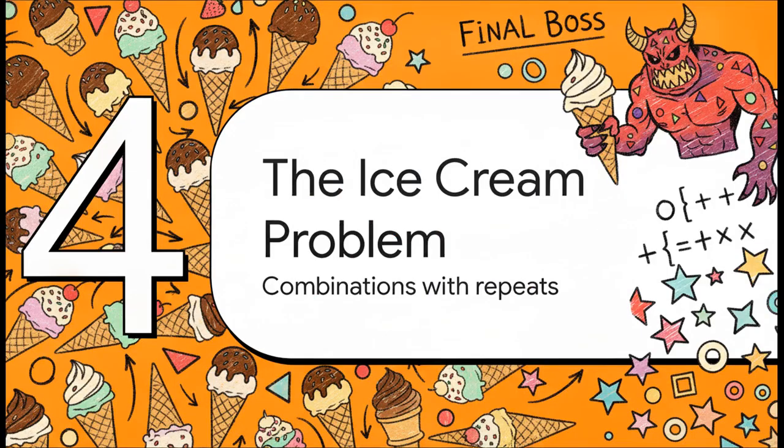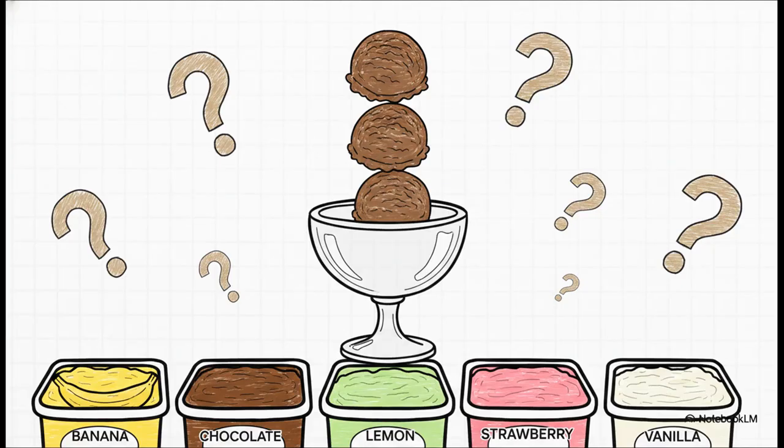Next up, section 4, the ice cream problem. Okay, to ground what is actually a really tricky abstract concept, let's set the stage with a scenario we can all relate to. You are at an ice cream parlor. There are 5 flavors available: banana, chocolate, lemon, strawberry, and vanilla. You're super hungry, so you want 3 scoops. And importantly, repetitions are allowed here. You could totally get 3 scoops of chocolate if you want. Order doesn't matter because it all goes into the exact same bowl anyway. So how many variations are possible?